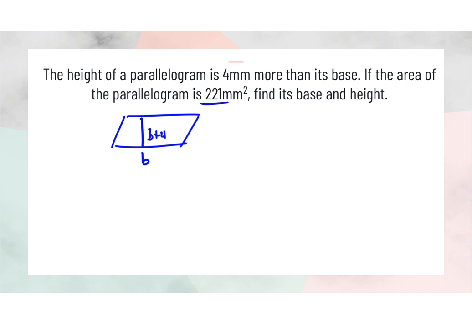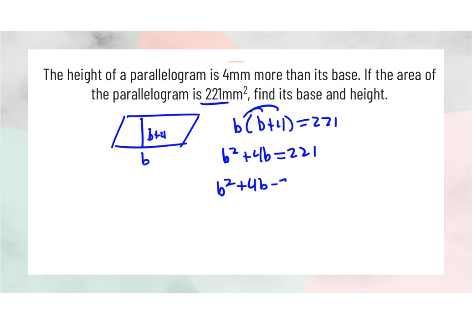So the height is 4 more than the base, so b times b plus 4 equals 221. So that means b squared plus 4b equals 221. Just distribute that. So b squared plus 4b minus 221 equals 0. So now here's what I have to think about. Play around with factors of 221 that will subtract to get me 4. So I can start playing around with numbers and dividing and see what might work.